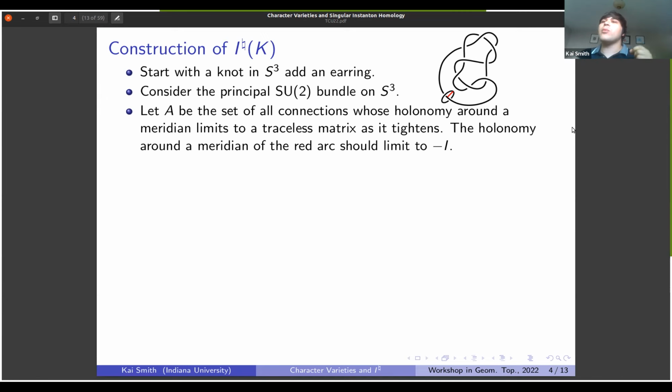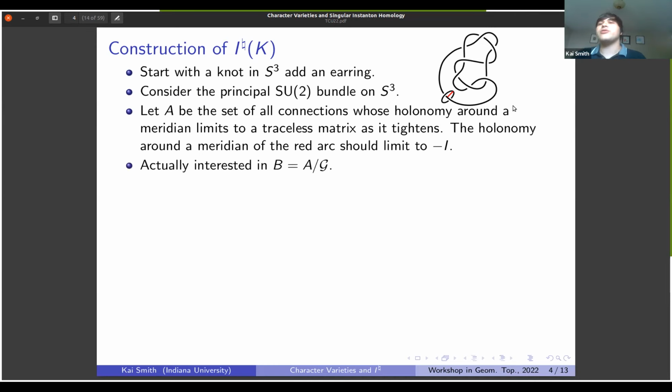So if I have a meridian of my knot, the holonomy can be anything, but as I tighten it closer and closer to the knot, I want that holonomy to approach a traceless matrix in SU2. And similarly for this red arc, if I take a meridian of that, as I tighten it closer and closer to the arc, I want the holonomy to approach negative the identity matrix. And this space is actually a little too big.